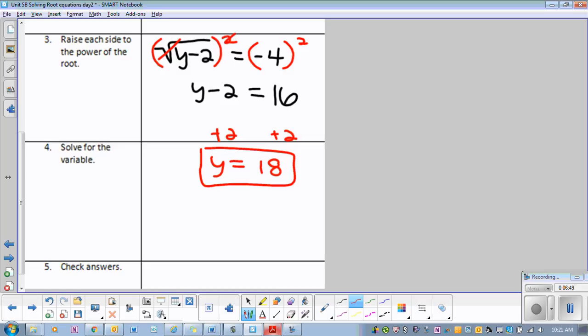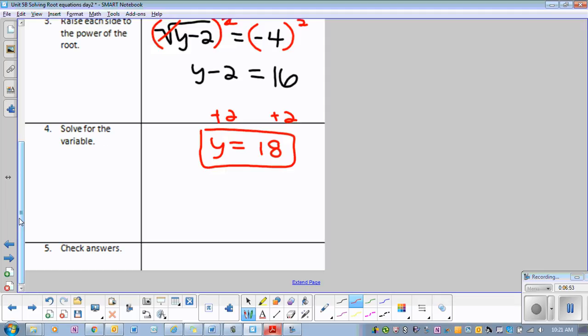Now, it says check your answers. And you know what, guys? I'm going to show you something that I think is very, very helpful. I just need you to pay attention to this, okay? It's in your calculator. We're going to check our answers, but we're going to use this store method, okay? What is my answer here? y equals what? 18. So 18, we're going to tell the calculator to store it for x, okay? So let me go to my calculator.